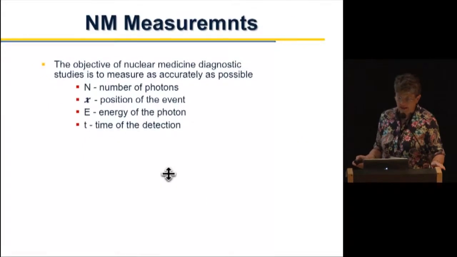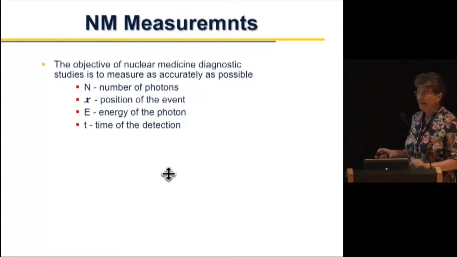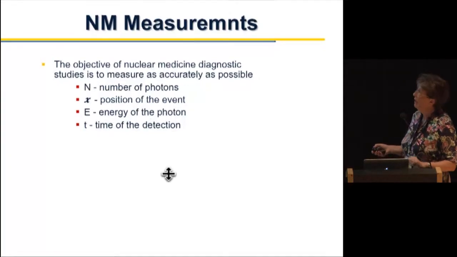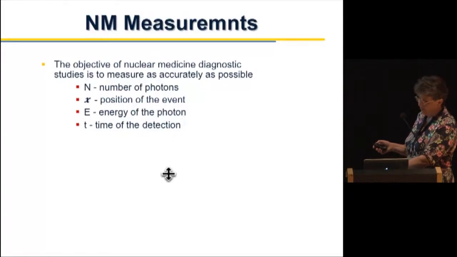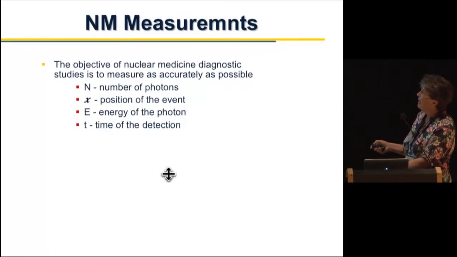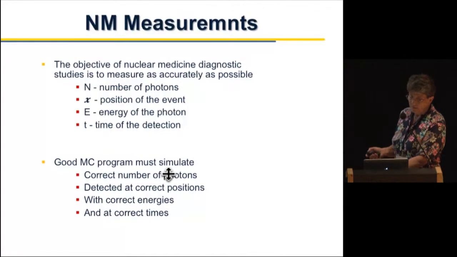Okay, so what is nuclear medicine? The objective of nuclear medicine is to collect data. We use a nuclear medicine camera, and this is for diagnostic imaging. The very important information is to get the exact number of counts, to measure the number of photons, the position of events, the energy of the photon, and the time of detection. And of course, Monte Carlo needs to do modeling of all this. This is what the Monte Carlo role in nuclear medicine is.